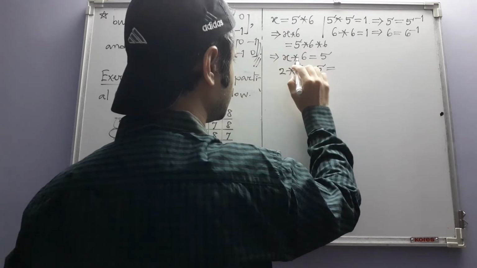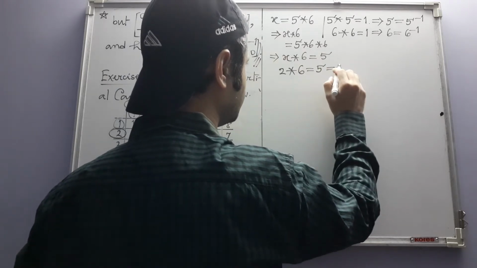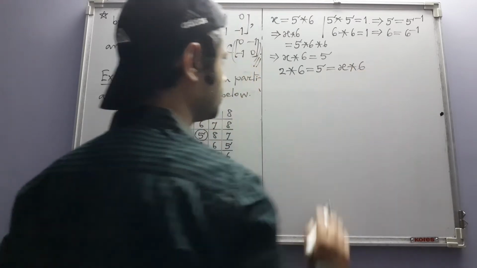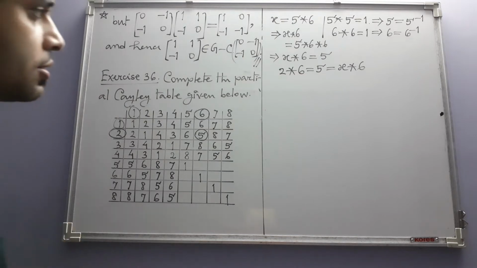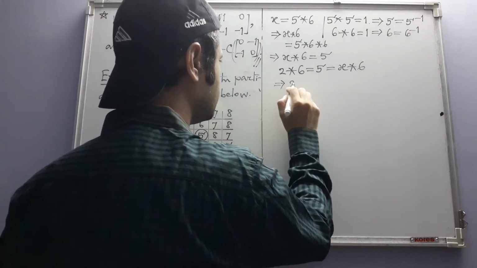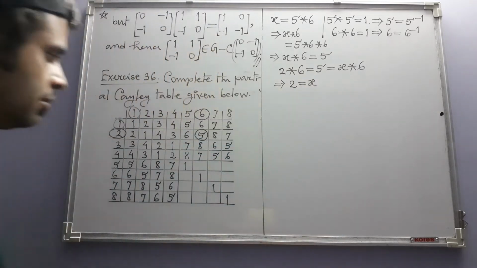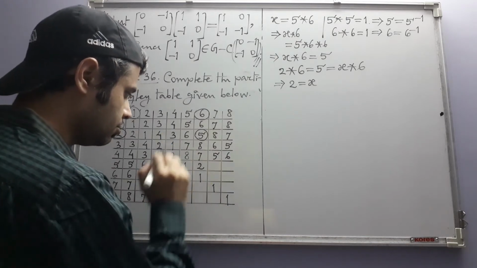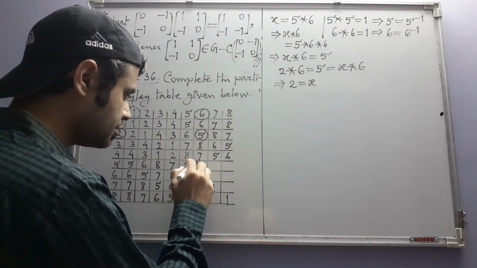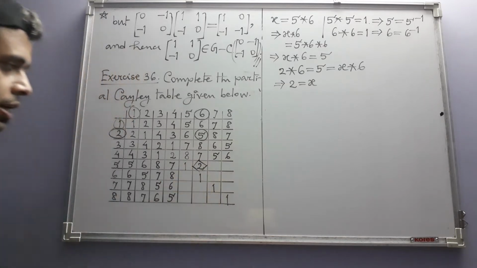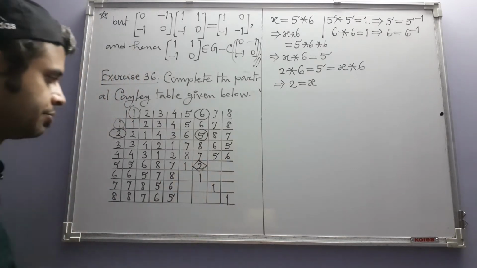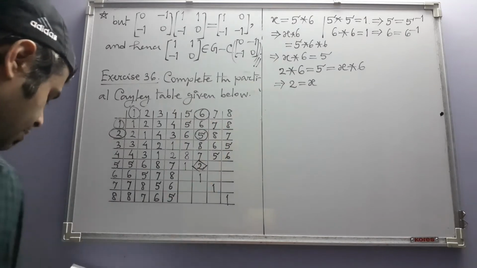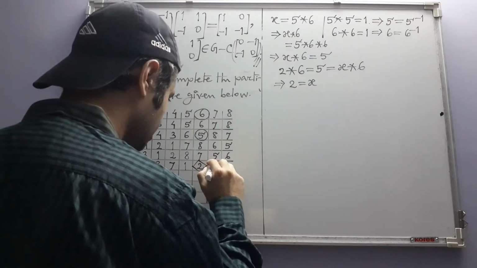Now, according to our assumption and according to the calculations we carried out above, we should have this. Now you use the right cancellation law to conclude that 2 is equal to x. So that means 5 star 6 will be equal to 2. To distinguish these elements, let's just write like this within a diamond. Similarly, if you calculate the other elements with a similar type of calculations, you will get these missing elements.